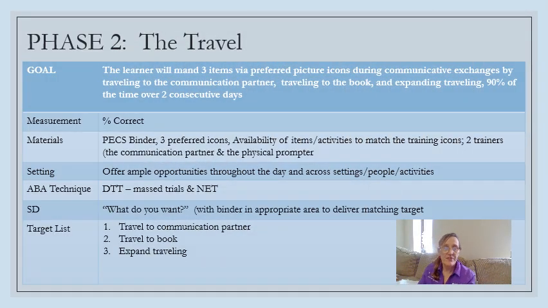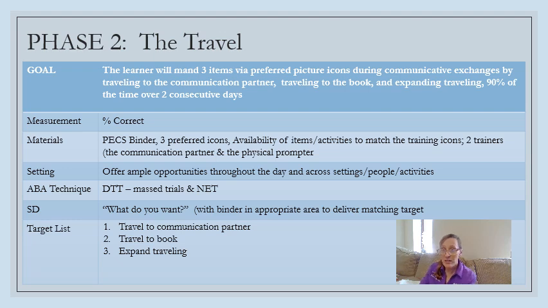All right, phase 2, the travel. So you're not even going to start phase 2, the travel, until you've completely mastered phase 1. The idea with phase 2 is now the child knows how to do the exchange. So now we just want to teach them how to travel with those cards. And we've got 3 targets with this. Travel to the communication partner, travel to the book, and then expand traveling.